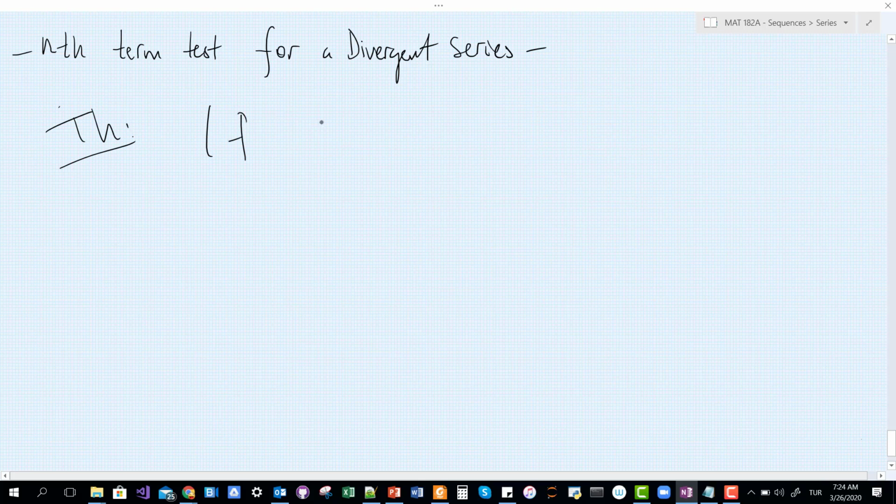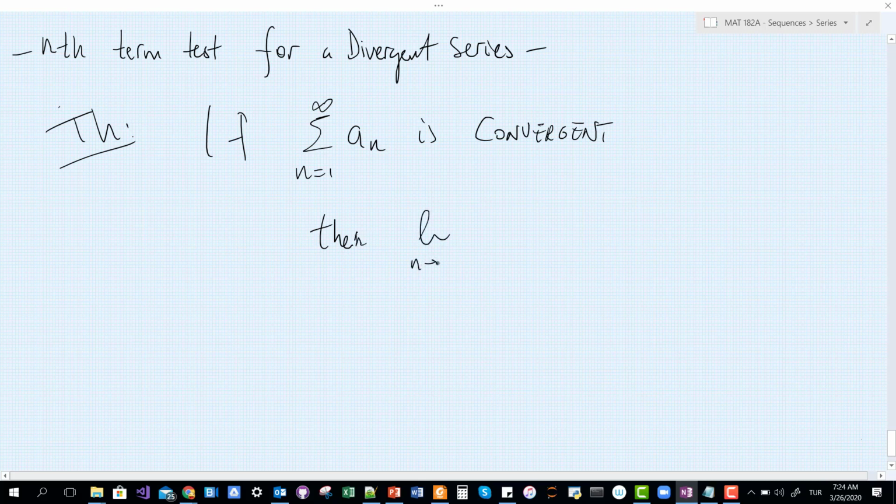if you have a series, and you know that it is convergent, if a series is convergent, then the limit of the end term of this series, guys, will go to 0. Okay, that's the end-term test.